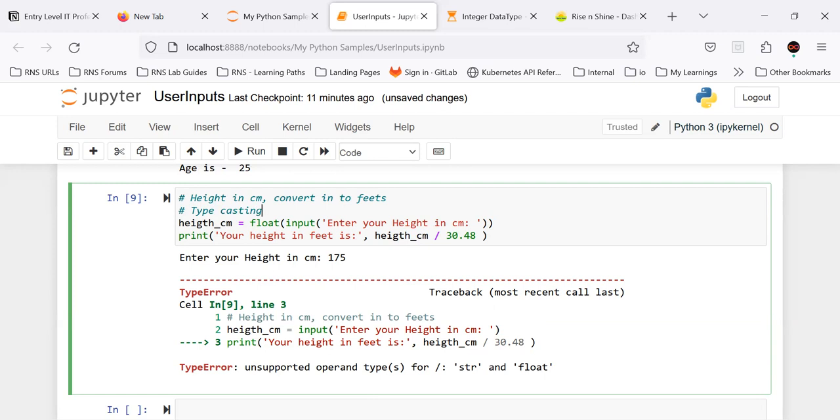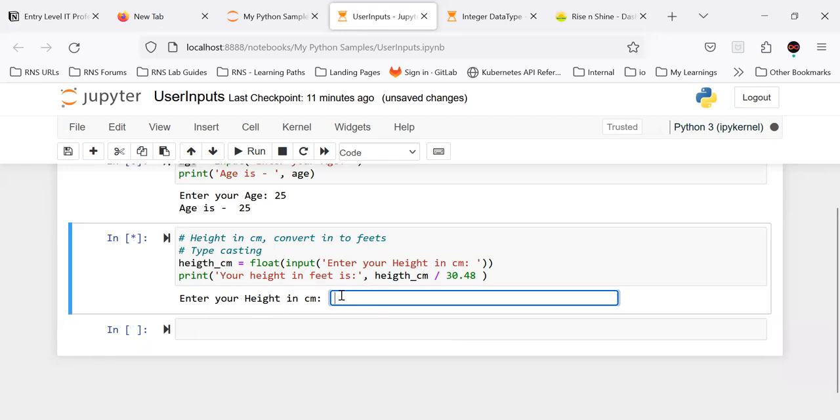So that input function is returning a string, but as per our operation requirement, we need to convert it into a float. Yes, that's what we are converting. Now this input is going to return a string, and we are converting it into a float. And now let me run this program.